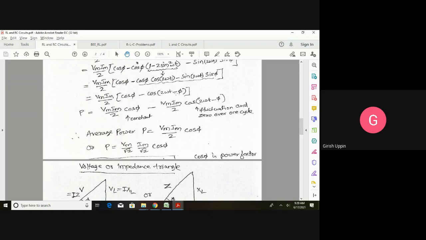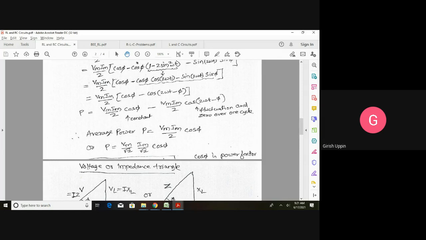cos 2 omega t minus phi is nothing but cos phi into cos 2 omega t plus sin 2 omega t into sin phi. We have taken the minus 1 common outside. So what remains? Vm Im by 2 into cos phi minus cos 2 omega t minus phi. Okay, so we will multiply both the sides. P is equal to Vm Im into cos phi. Okay, this is one part, and minus Vm Im by 2 into cos 2 omega t minus phi.